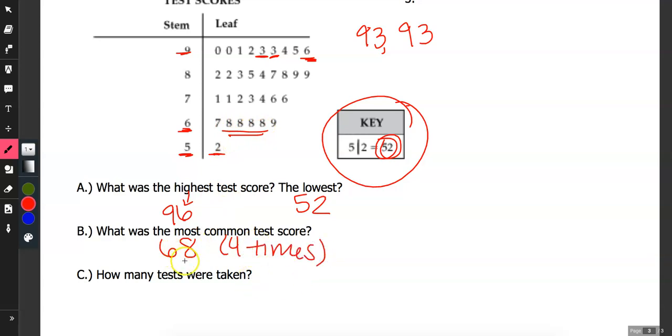Not very good. And then how many tests were taken? So I can figure that out by counting everything on the leaf side, because each of these represents 1 score. 90, 90, 91, 92, 93, 93, 94, 95, 96, and I could keep going. I'll save you guys the time of counting each of these digits. There are 32. We're not going to look too much more at these, so don't worry too much about the stem and leaf plot for that.